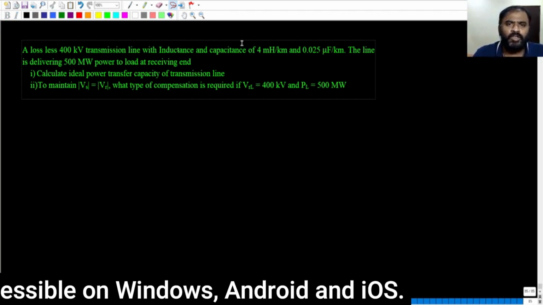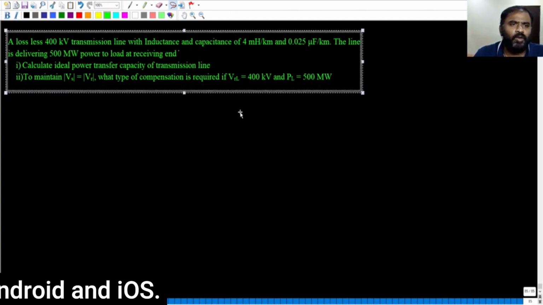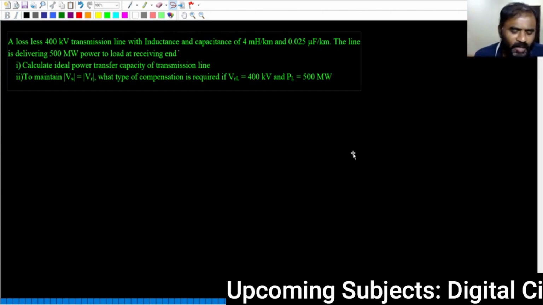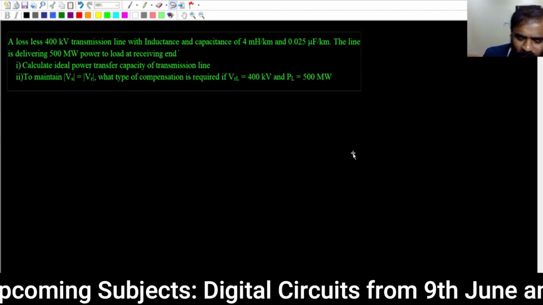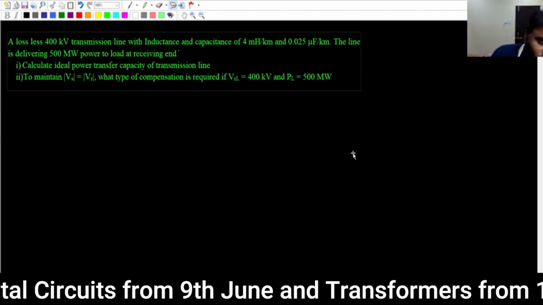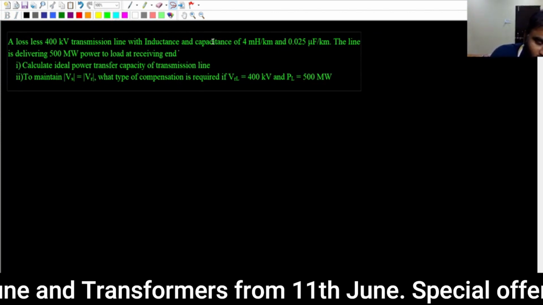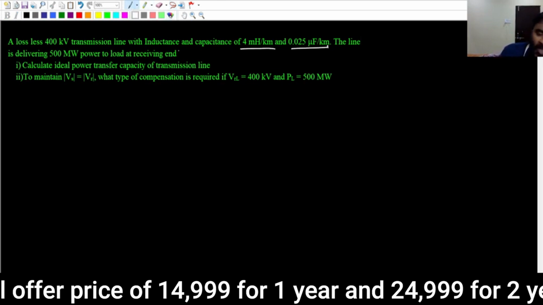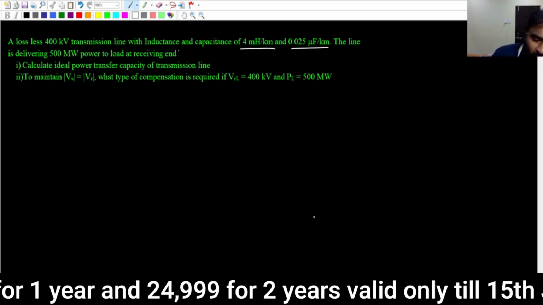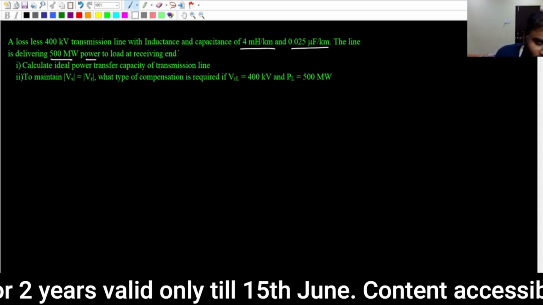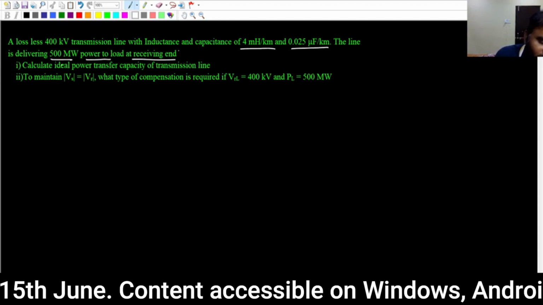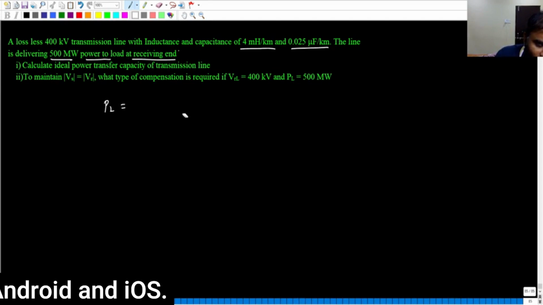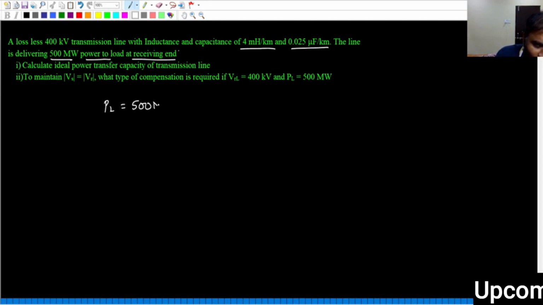So let's see this question. Have a look. What is mentioned? A lossless 400 kV transmission line with inductance and capacitance of 4 millihenry and 0.025 microfarads are given. So here the inductance value and capacitance value are given, so we need to calculate the surge impedance. Now the line is delivering 500 megawatt power to the load at the receiving end. That means PL is given. Yes or not?